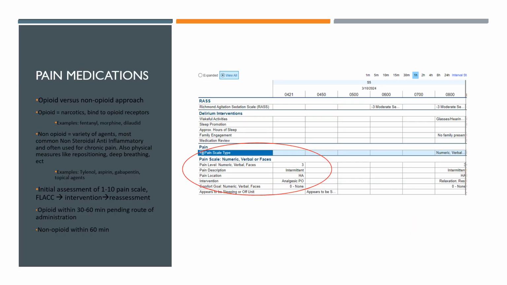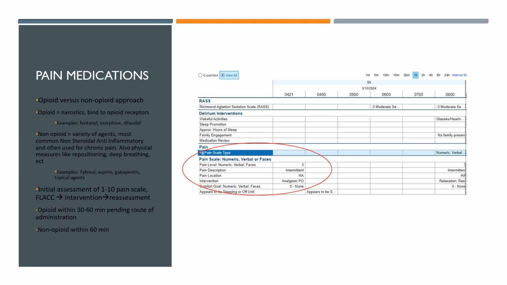Pain management involves selecting between opioid and non-opioid approaches. Opioids, also known as narcotics, work by binding to opioid receptors and include medications such as fentanyl, morphine, and Dilaudid. Non-opioid approaches involve a variety of agents, the most common being non-steroidal anti-inflammatory drugs, or NSAIDs, which are often used for chronic pain. Non-opioid management also includes physical measures such as repositioning, deep breathing exercises, and the application of ice or heat.